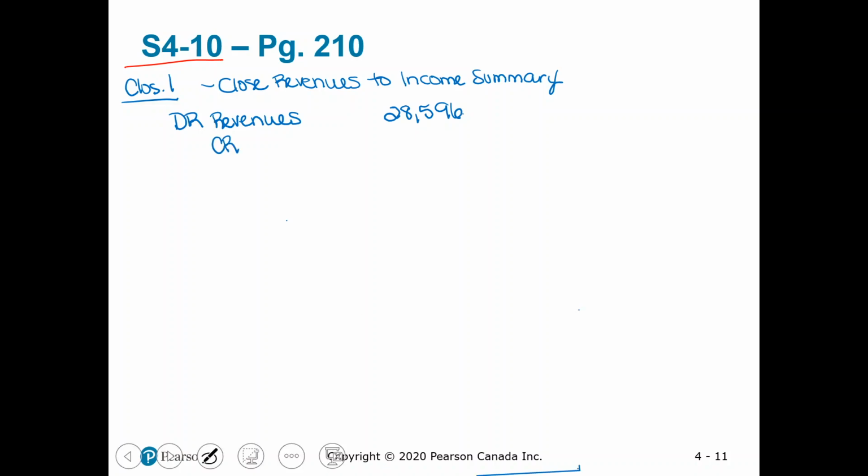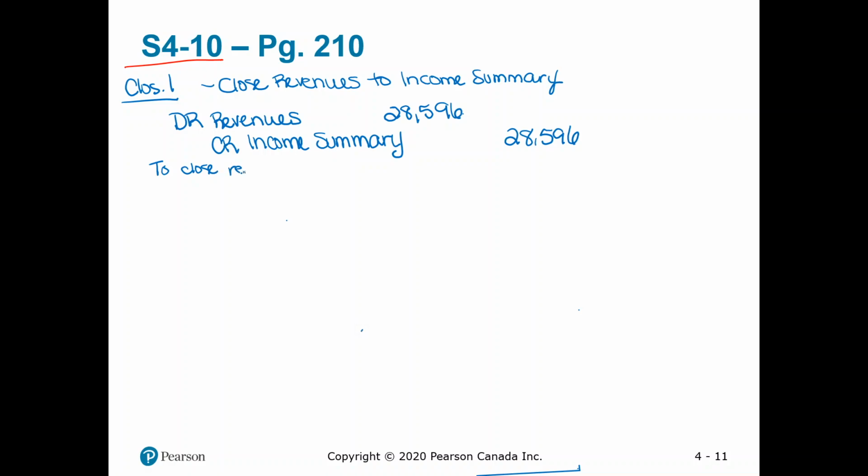So we credit the income summary account for the same amount. If there were more revenues, you would just do one entry and your credit to income summary would be the total. And an explanation: to close revenue accounts.